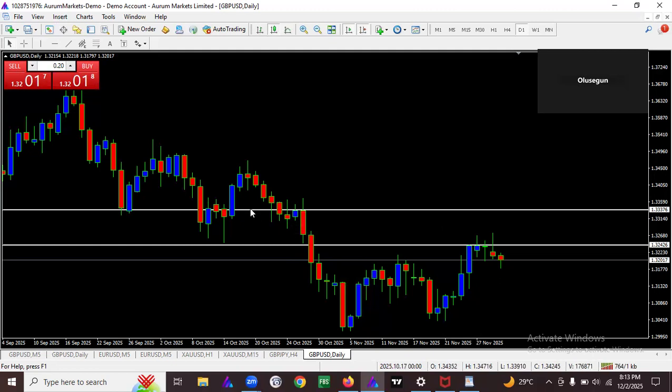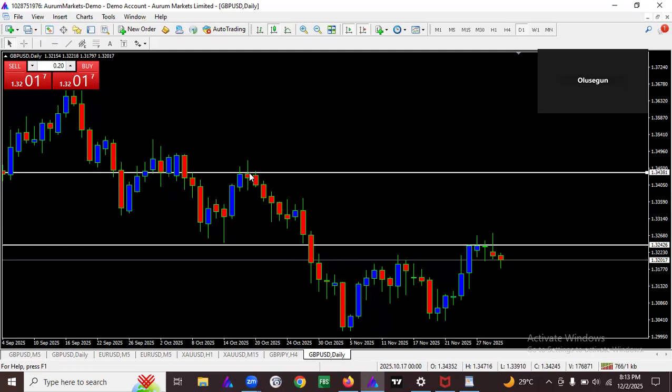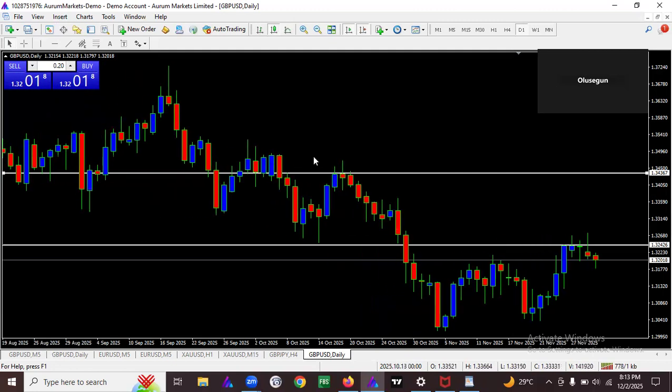So this level is also called a resistance, because this is where price started dropping and a bearish candlestick closed after a bullish candle. So anytime a bearish candle closes after a bullish candle, a resistance level is created. I hope that is clear.